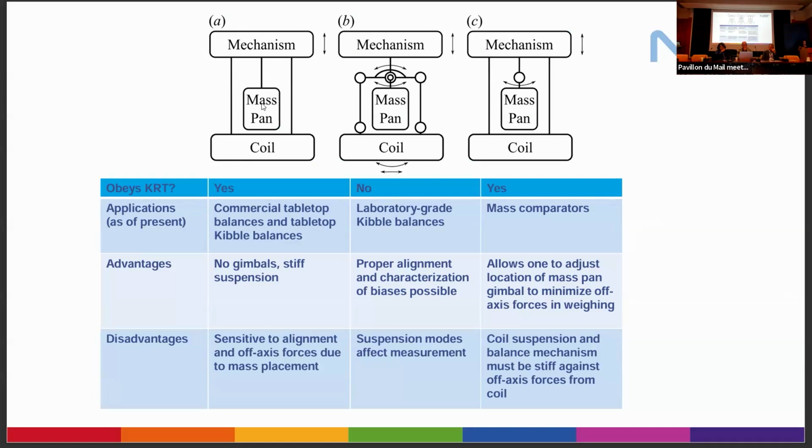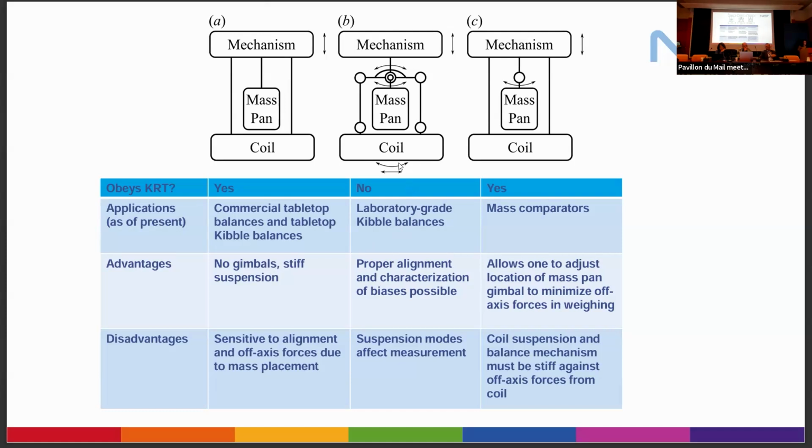And the mass band here, I want to mention, because we have seen some mass bands suspended below some mechanisms, sometimes the mass band is suspended above, but it's the same. It has an advantage: you have no gimbals, so there are no swings. But you have to be careful because you're sensitive to off-axis forces because of where you place your masses.